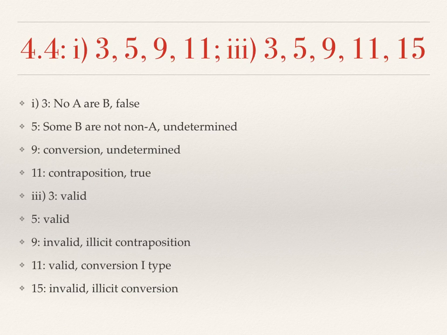Number 3, it's "no A are B," and its truth value is false. Number 5, it's "some B are not non-A," its truth value is undetermined. Number 9, it's using conversion to get that statement, and its truth value is undetermined, right? If it's not the contradiction, where we know what the truth value would be, then it's undetermined. And number 11, it's contraposition, and the truth value is true.